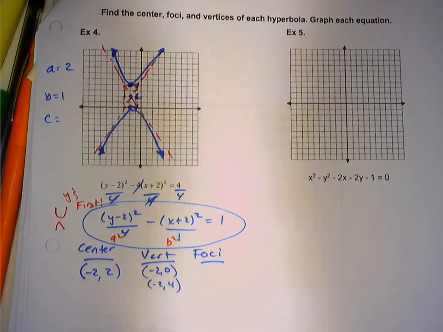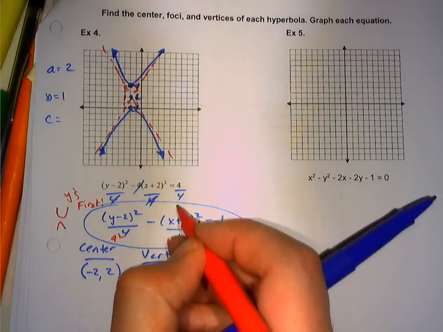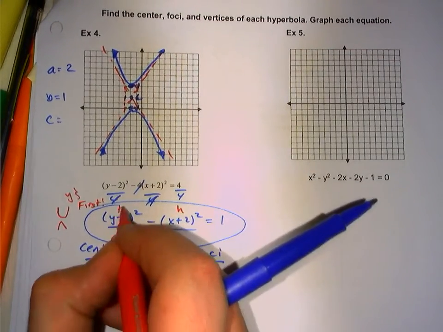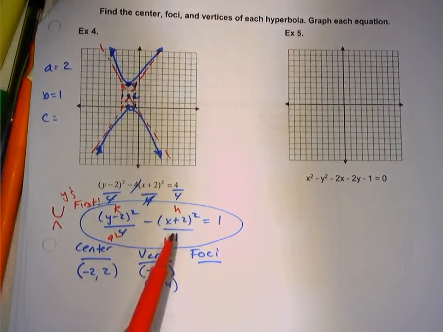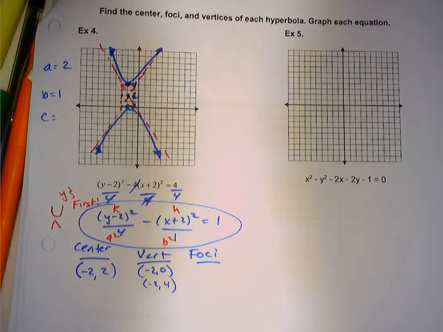I did. So H is with X. So this is H, and this is K. But we gotta be careful. Number 1, do the opposite, and then also make sure you grab the H with the X, the K's with the Y. So good question. Good job.